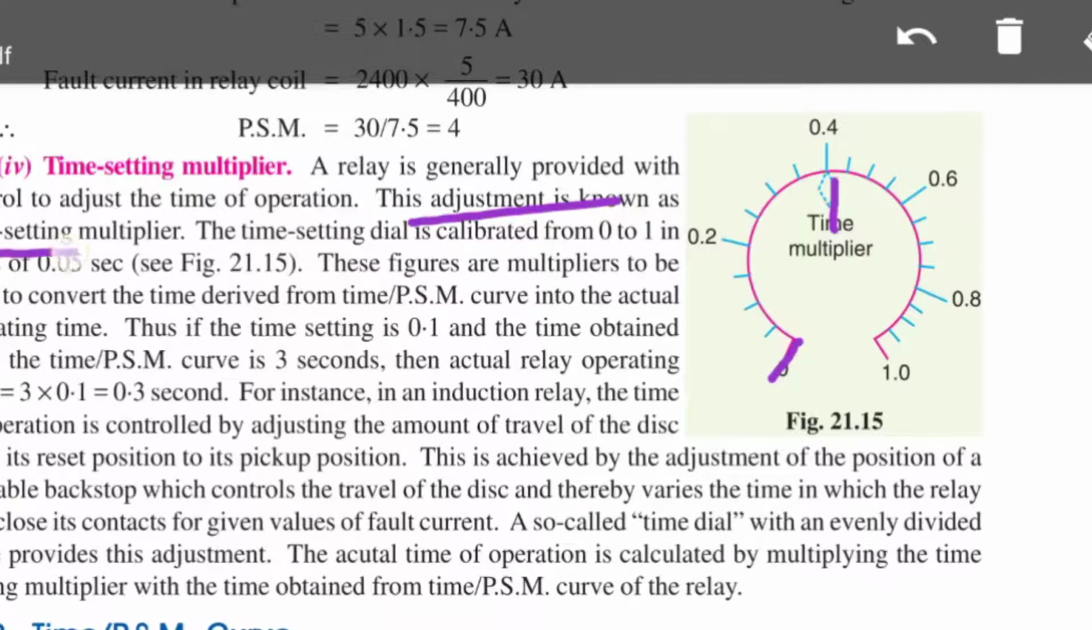The time setting dial switch is calibrated from 0 to 1 second in steps of 0.05 seconds, that is the time setting multiplier. From the fault occurrence until the relay trips the circuit breaker, that time is known as relay time. This time can be altered easily by using the time setting multiplier. These figures are multipliers used to convert the time derived from the PSM curve.